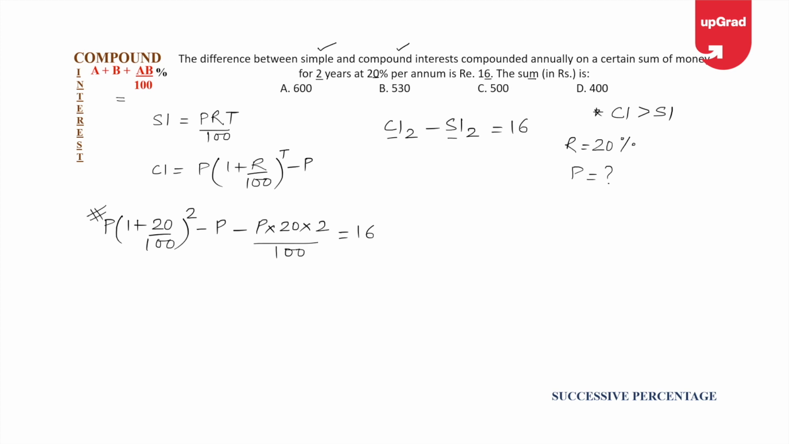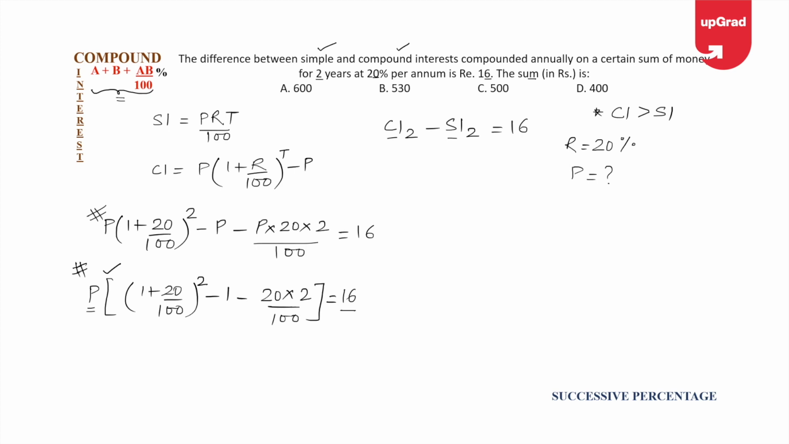Can you imagine solving this equation within 20-30 seconds in a competitive exam? Absolutely not. Even if I take P common here, look at the complexity of the equation. It is still complex enough. This is how my equation looks. Can you imagine taking this bracket into the denominator of 16 to solve the value of P? I would rather leave this question, honestly. I would not solve it in a competitive exam. But with the concept of successive percentage, let's see what we can achieve here.